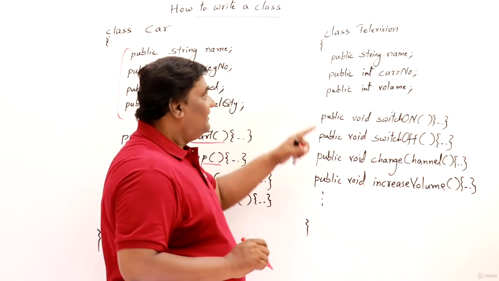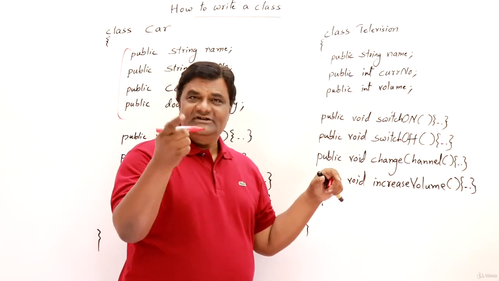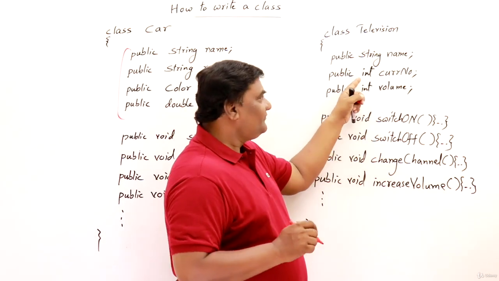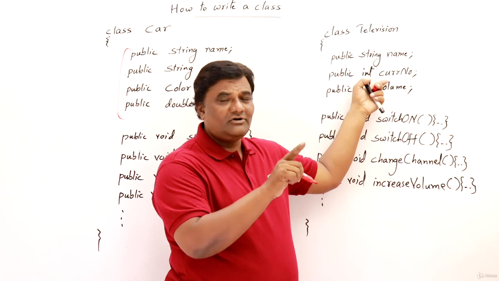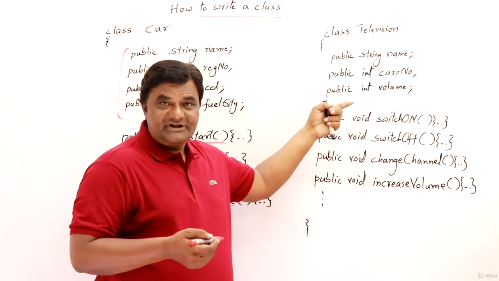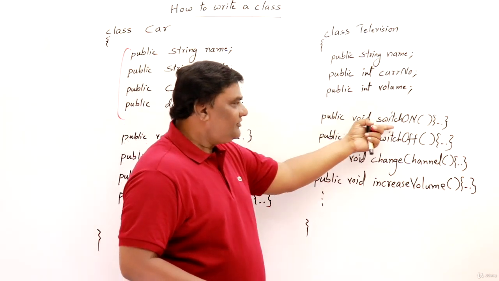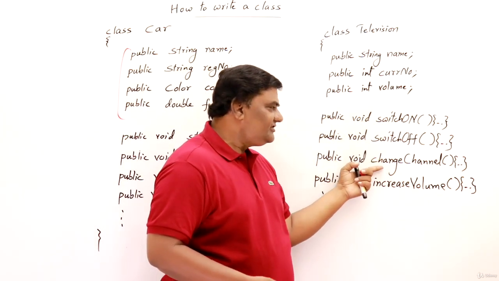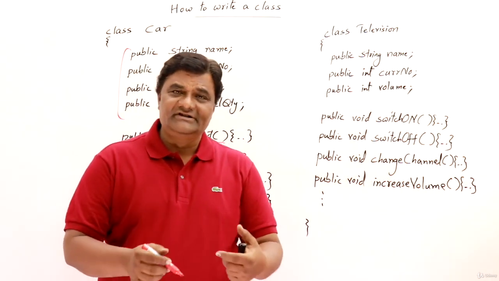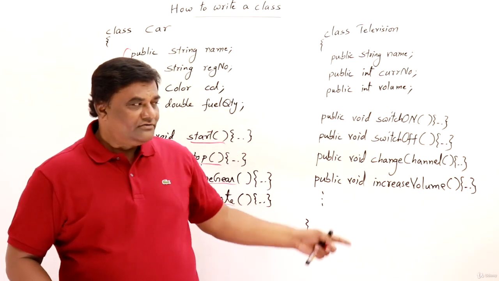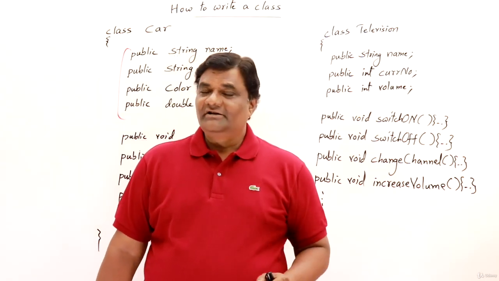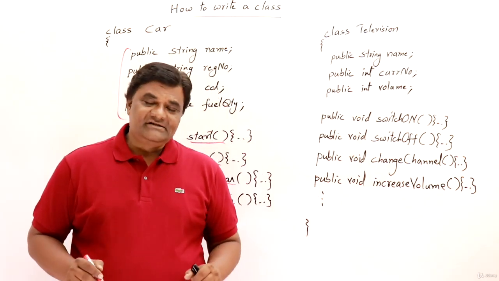Now next, properties of a television. I'll quickly finish this because we have already seen this one. That is name, that is the brand name of a television. What is the current channel number? So I am calling it curr, current channel number. And what is the volume, the present volume. Then the methods: you can switch on the television, you can switch off the television, change a channel, or increase volume, decrease volume. Lots of other things that you can do with the television. So you can write as many methods as you want. That depends on your requirement. So that's all about these classes.